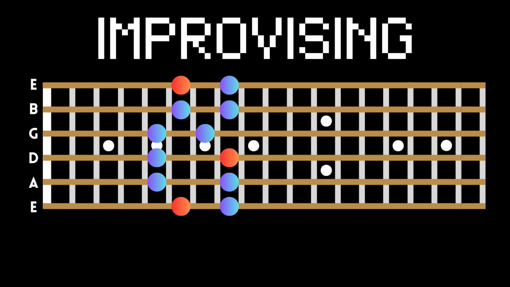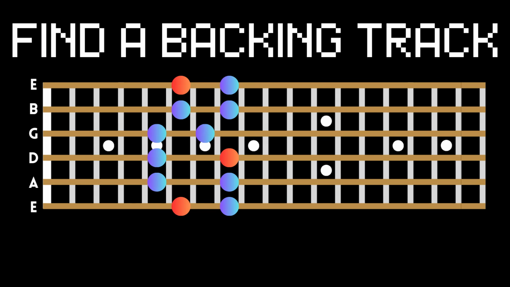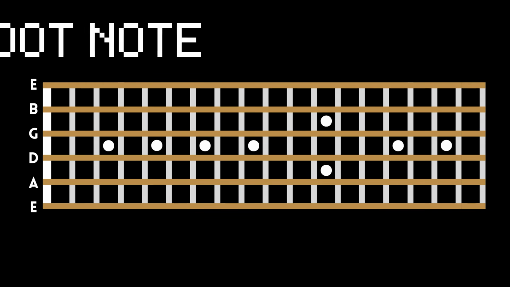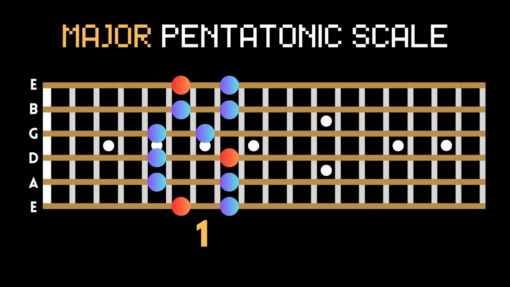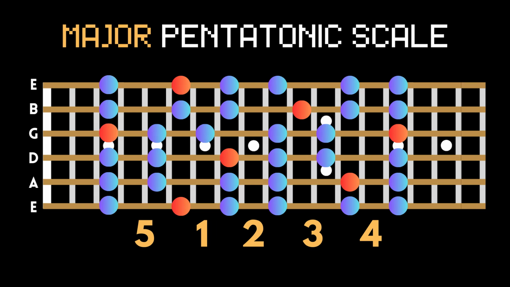Improvising with the major pentatonic scale follows the same rules. Find a backing track in a major key, find the root note on the low E string, and play position 1 of the major pentatonic scale starting from this note. From here you can expand your range by moving in and out of different positions.